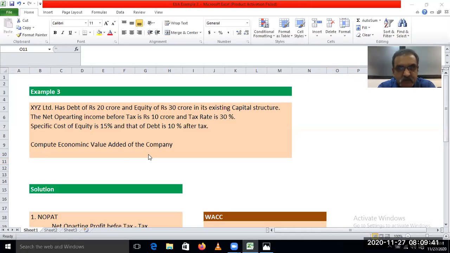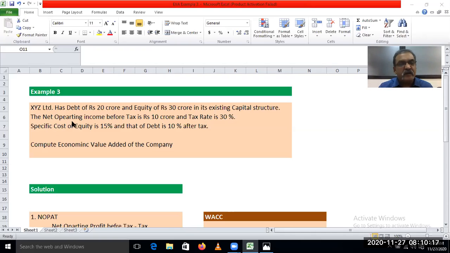So this is also a simple example. Most of the information is directly given to us. You can check out the first line, that company has debt of rupees 20 crore and equity of rupees 30 crore. So total capital invested of the company is given to us. That invested capital is in two different forms: one is the debt of rupees 20 crore and another is equity of 30 crore. It means the total capital of the company is rupees 50 crore.